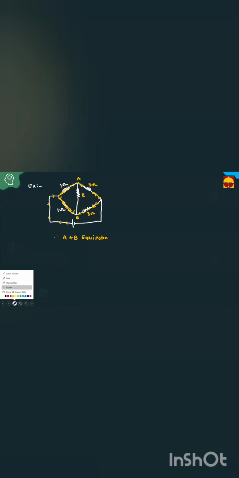For example, this side is satisfied, but on the negative terminal side this is 2 ohms, so A and B are not equipotential points. Why? This path is offering 3 ohms, but this path is offering 2 ohms. That's why A and B are not equipotential.